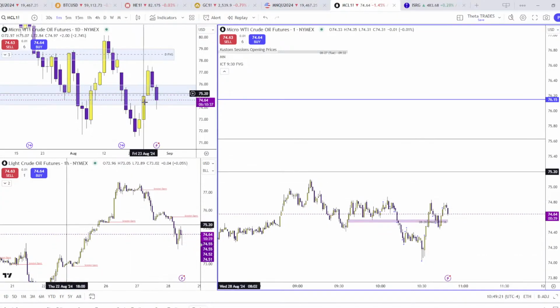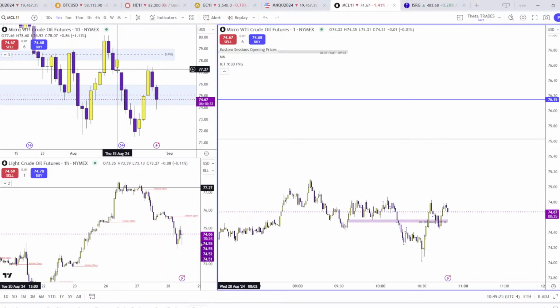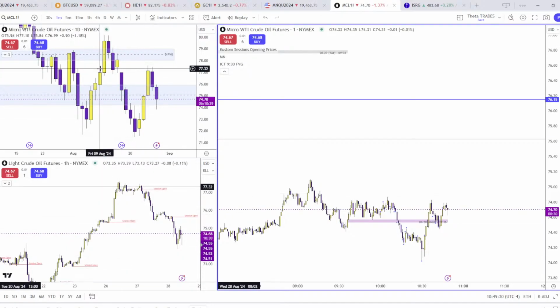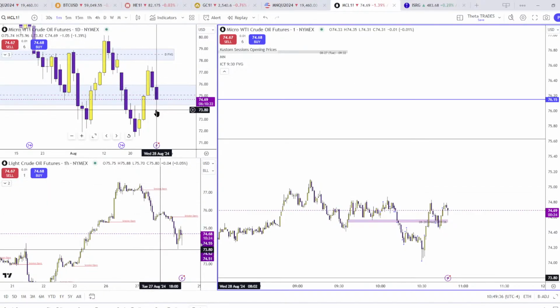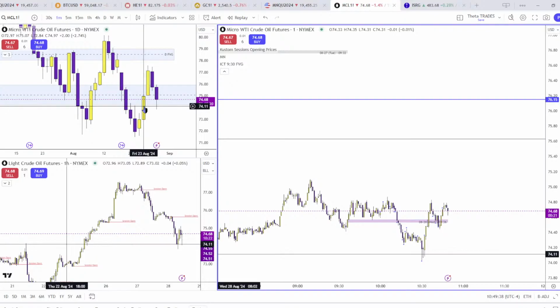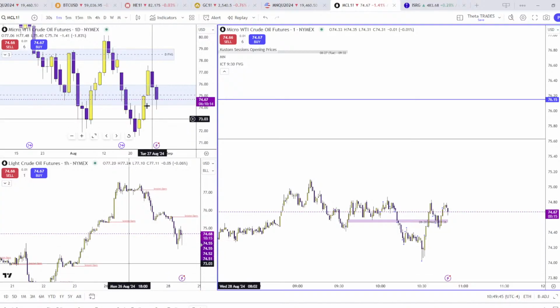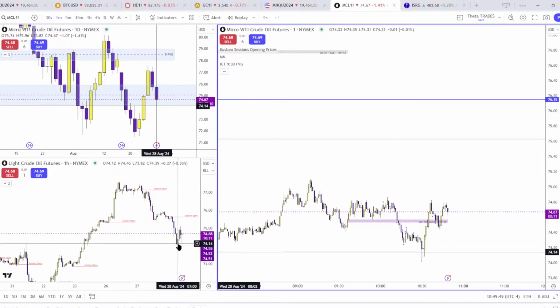This is the daily on oil. So we've come all the way back up to this imbalance in here. We've come up to the premium array on the daily, this one here. Traded back into that imbalance, which is nice. You want to see it retrace back. Now, we've already gone through consequent encroachment. I'd be looking for a reversal to happen during the consequent encroachment, which is right here.